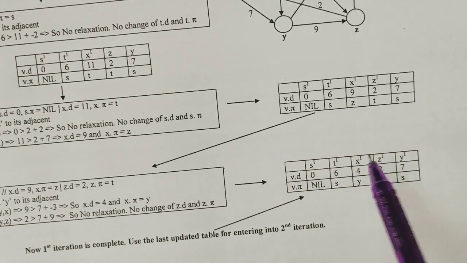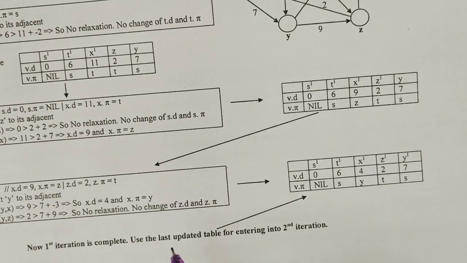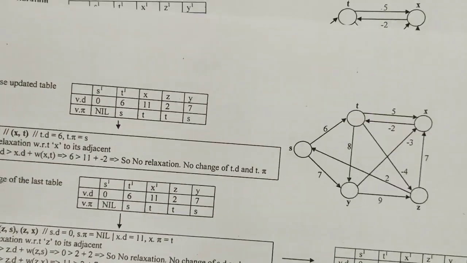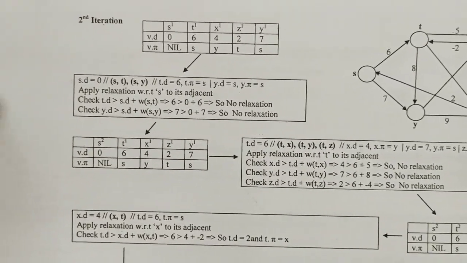First iteration is done. So first iteration is complete. Use the last updated table for entering into the second iteration, because we have to cover a total of 4 iterations. Keep it in mind. Okay, now the second iteration.